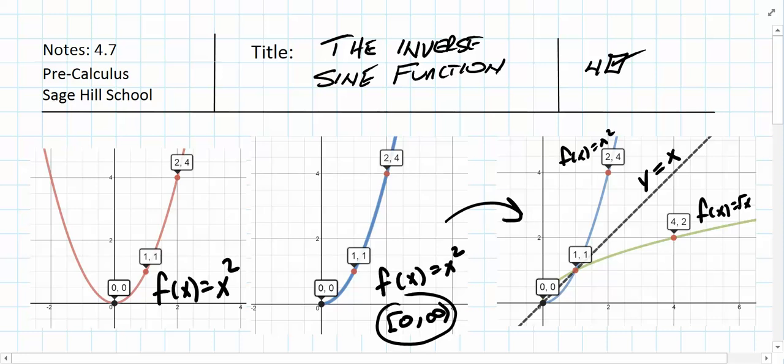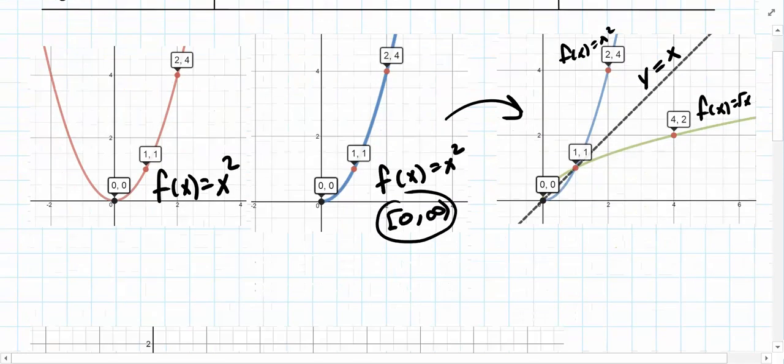Does that make sense to you so far, the story and how it's developing? We start with a quadratic. It's a function, but it's not one-to-one. We restrict the domain. Now all of a sudden it is a function and it's one-to-one. Now we can talk about its inverse. That's the story, right? It's a very simple story, and we've seen that before. Well, guess what? For the sine function, it's the exact same story. And here we go. Check it out.